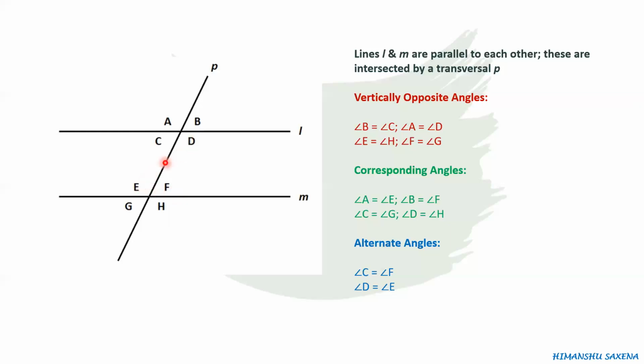Similarly, D and E are also alternate angles. They are also equal to each other.